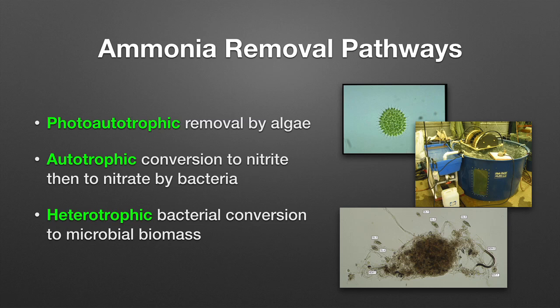Removal pathways for ammonia. There are basically three different pathways where ammonia can be removed from water: photoautotrophic removal by algae, autotrophic conversion to nitrite, then to nitrate by bacteria, and heterotrophic bacterial conversion to microbial biomass.